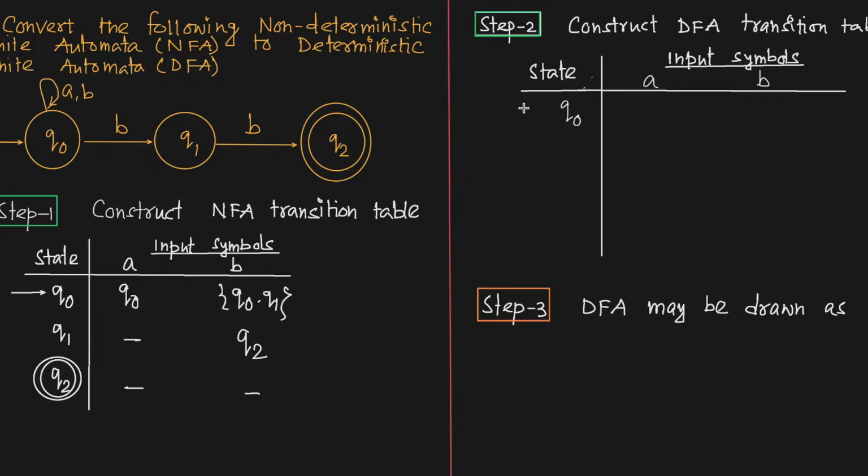Initial state is Q0. So Q0 on A, that is Q0. Q0 on B, we see that Q0 on B, it is Q0 Q1. So it is multiple states.